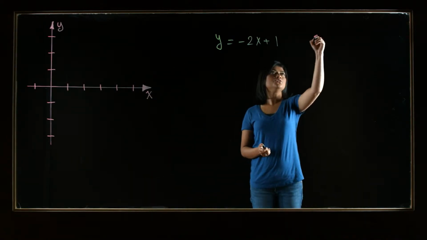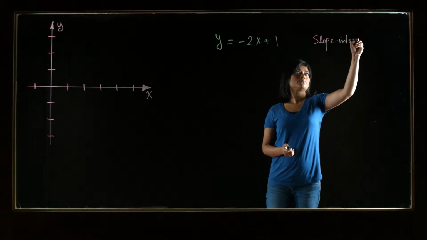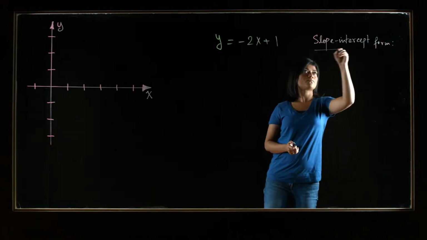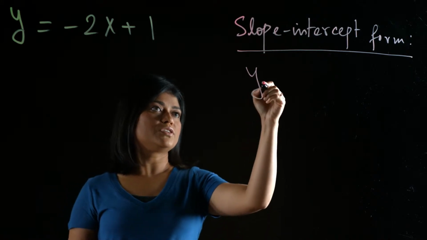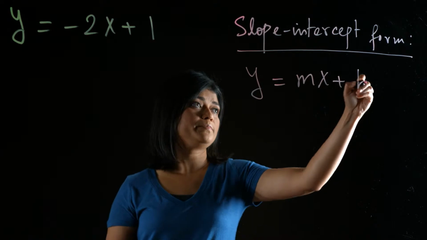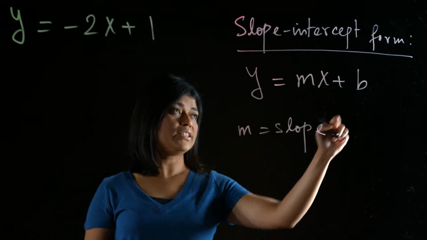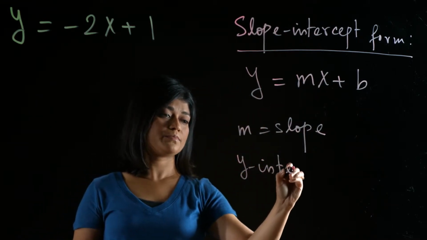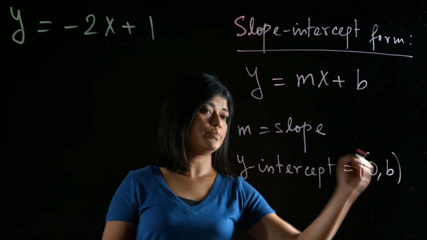So let me remind you what is the slope-intercept form of a line. In this form, the equation is written as y equals mx plus b, where m is the slope of the line, and this b gives you the y-intercept. So the y-intercept is (0, b).